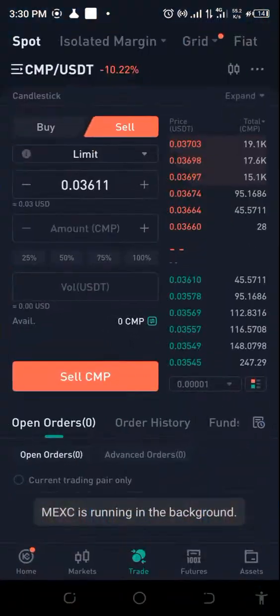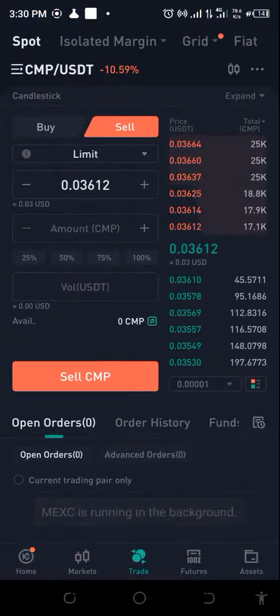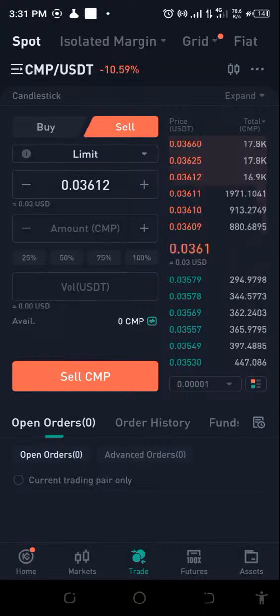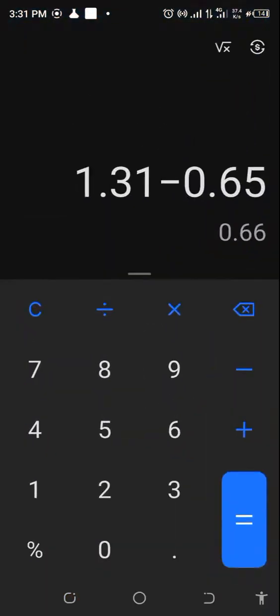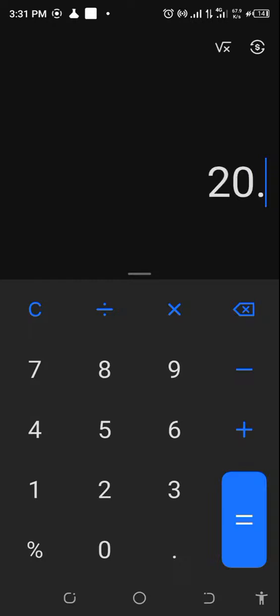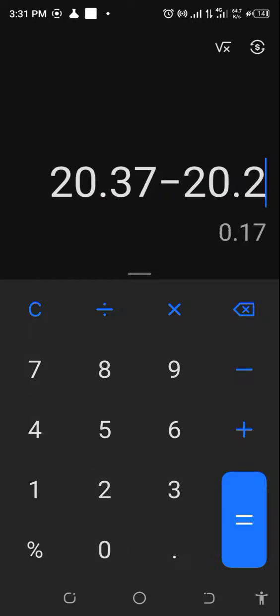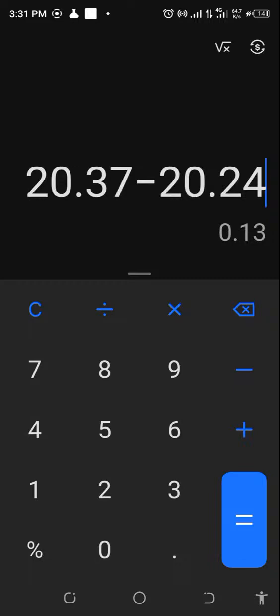Okay, so this is it. So we have it here. Let's check to be sure and see how much we can make. Let's paste that here. Oops, so what we have here is 20.37. That doesn't look really interesting. Okay, 20.37 minus 20.24. That's just 13 cents. Do we want to try this out?